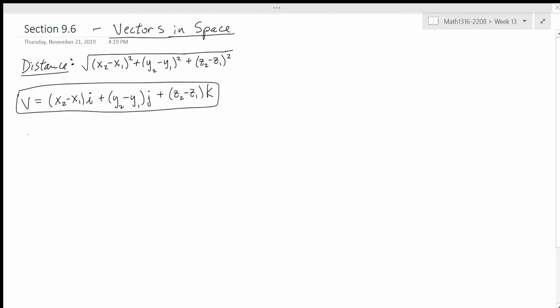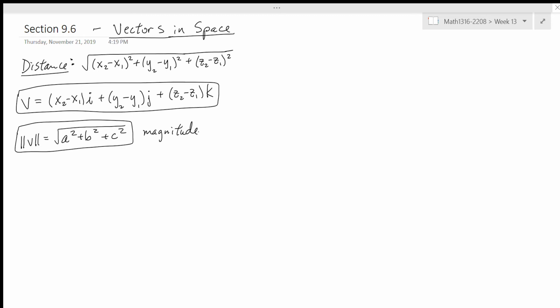We're going to need a magnitude formula, and that is square root of a squared plus b squared plus c squared, if I'm not mistaken. Let me check that real quick. Magnitude. Okay, good. I didn't lie to you about that. Okay, so again, this is magnitude. And we also have a unit vector, but the unit vector formula for 3 dimensions is exactly the same as it is for 2 dimensions. The unit vector formula doesn't change.